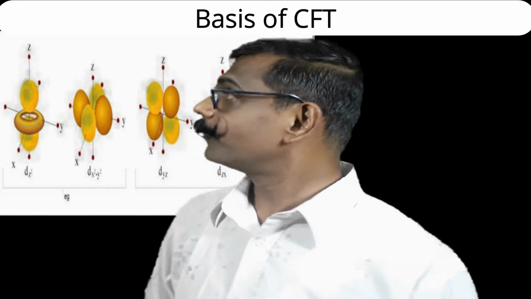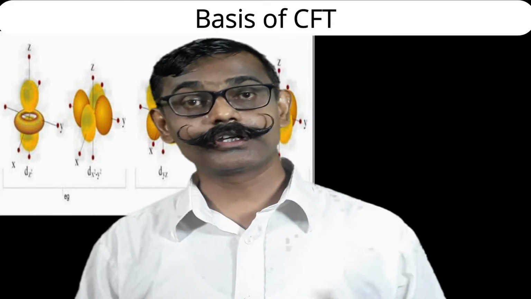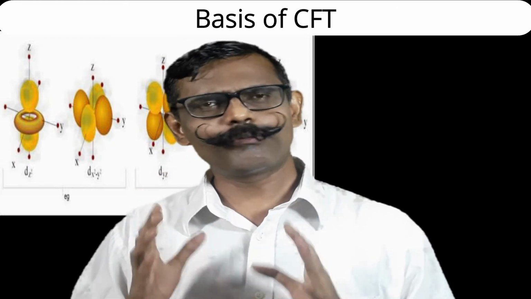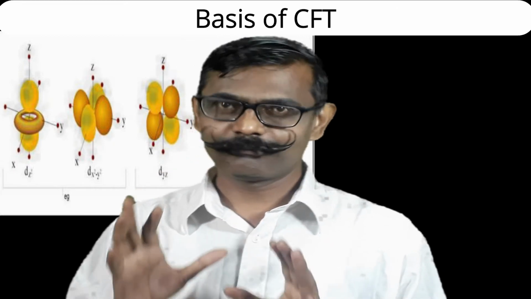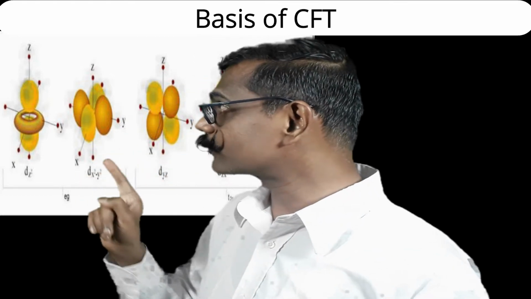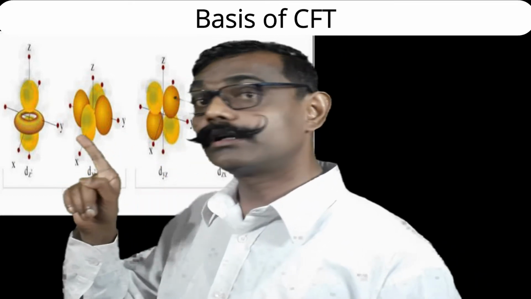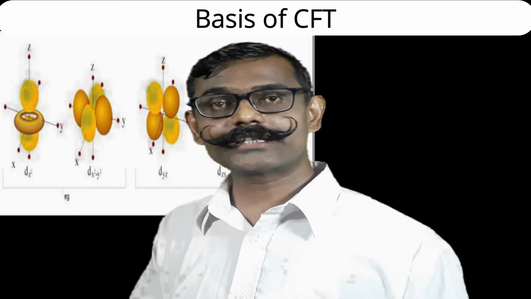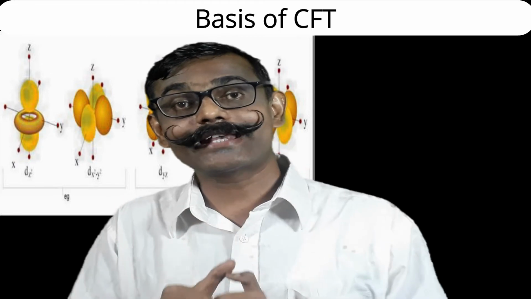Let us consider that yellow color represents the positive wave function, and brown color represents the negative wave function. The wave function is not important at this moment, but the orientation and shape are important. What's the understanding of the dz square orbital? The dz square orbital is oriented more towards the z axis and partly towards x and y.